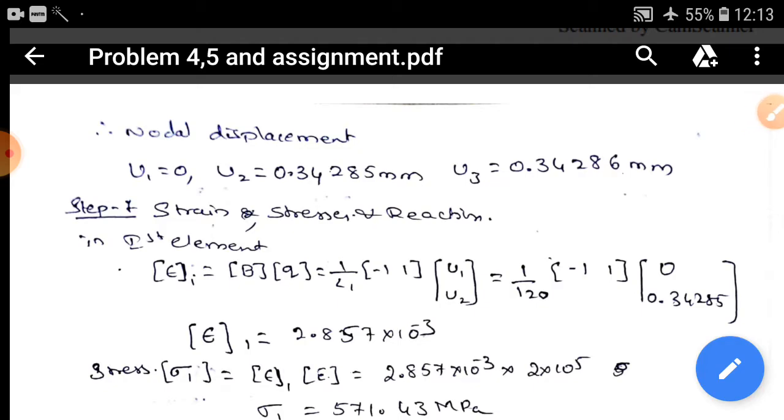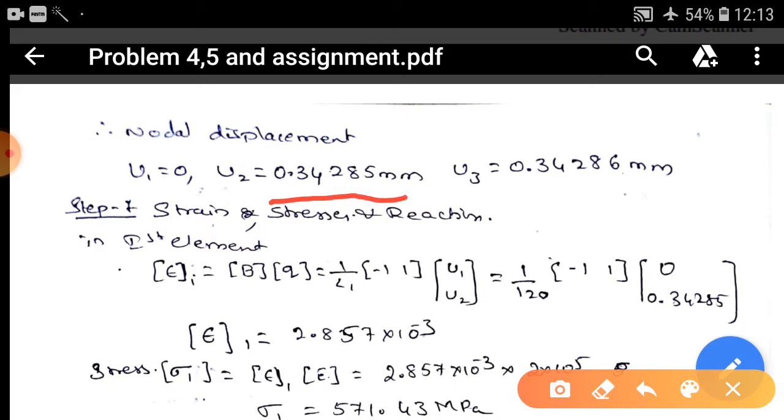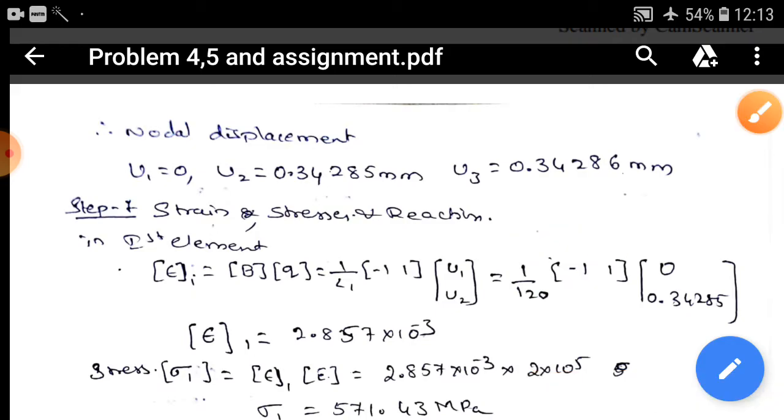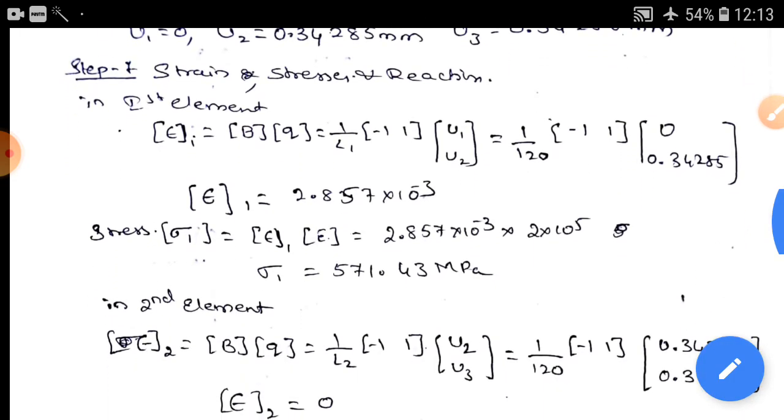What can we see from this solution, as I had predicted in the middle while analyzing what stresses are generated? Node 2 has displaced by 0.34285. Node 3 has also been displaced by 0.34286. Only the fifth decimal is changing, by 0.1. It seems that u2 and u3 have the same displacement. They have moved by the same amount. It has just moved. There is no resistance, so I don't think there will be any stresses generated here.